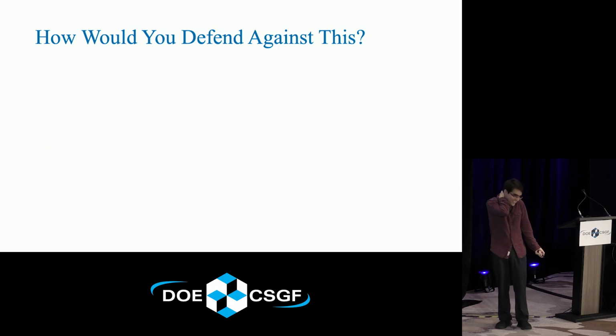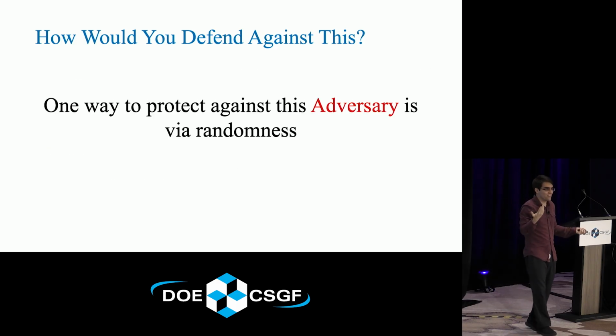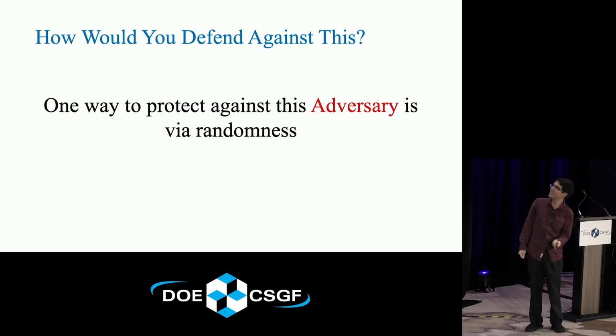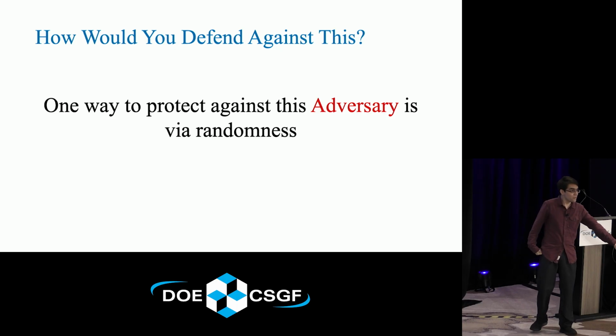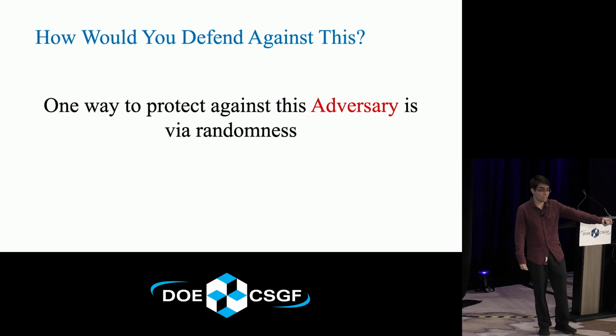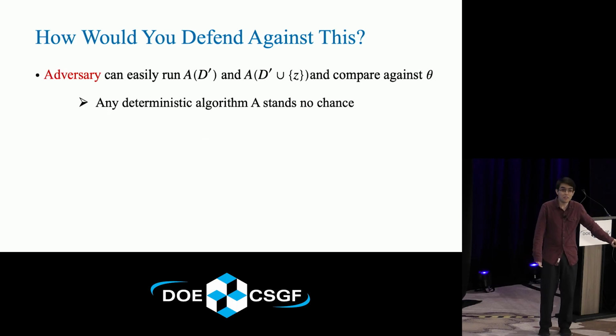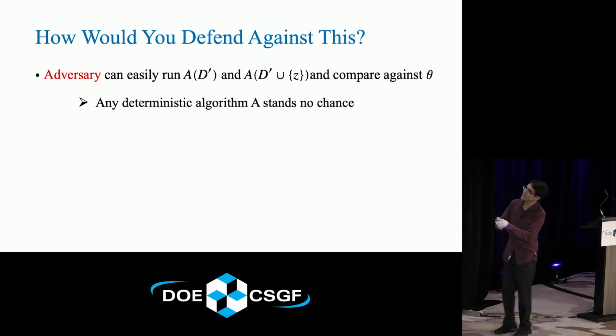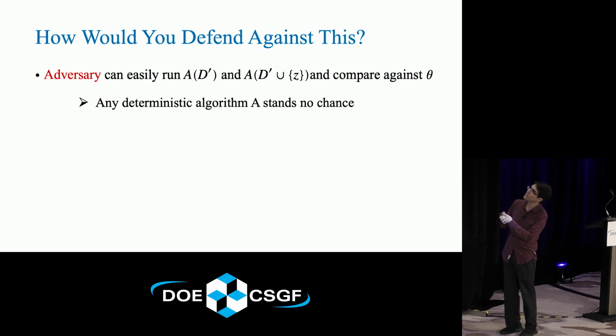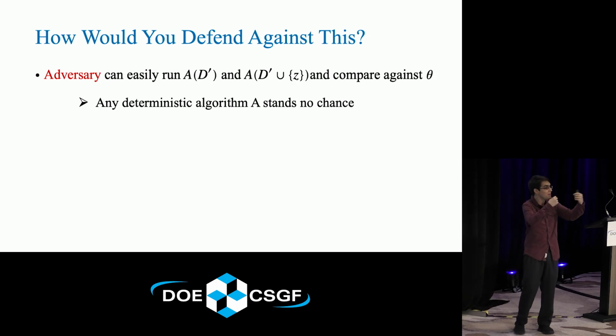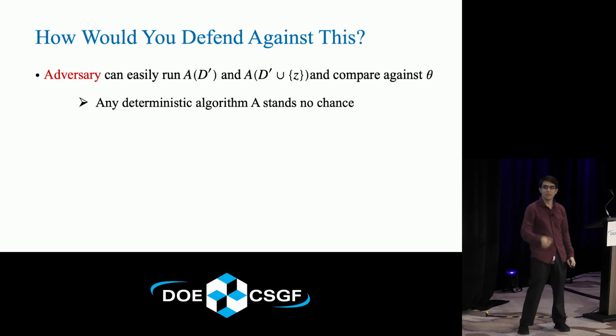And so my claim, I'm sure there are other ways to protect against this, but one way to protect against this is via randomness. So instead of having a deterministic algorithm that runs some sort of statistical approach, you do it in some sort of randomized way. And so let's go back to this intuition that I showed earlier. The adversary can just run on the data set they have and the data set with your data and make some inference about which one you did.